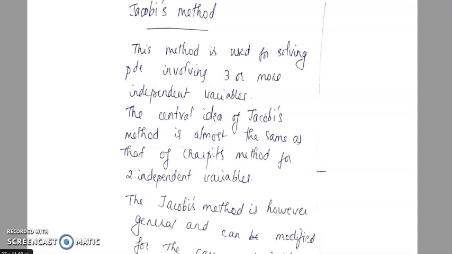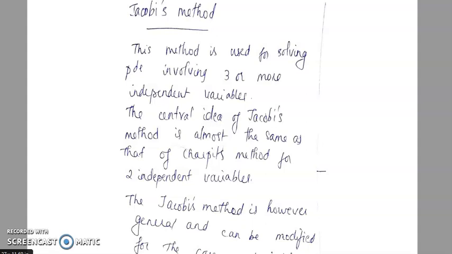Good morning, dear students. In today's class we will look at the next method for solving nonlinear PDE. It is called Jacobi's method. Now the Charpit method works only when you have a nonlinear PDE involving two independent variables. So your PDE is of the form f(x, y, z, p, q) = 0. There are only two independent variables x and y.